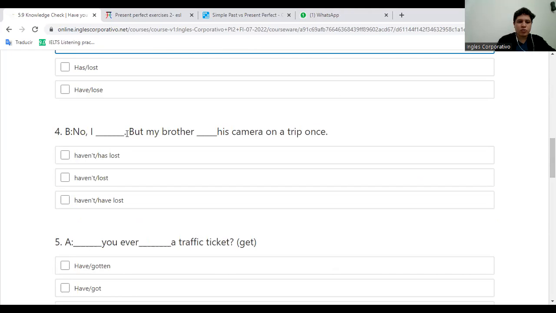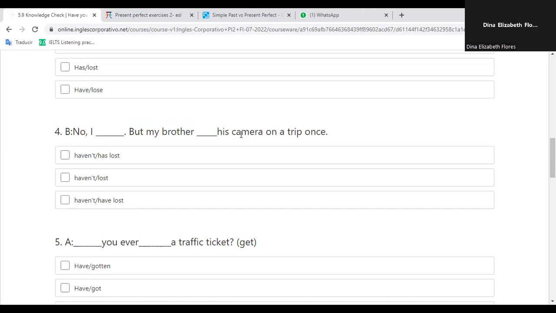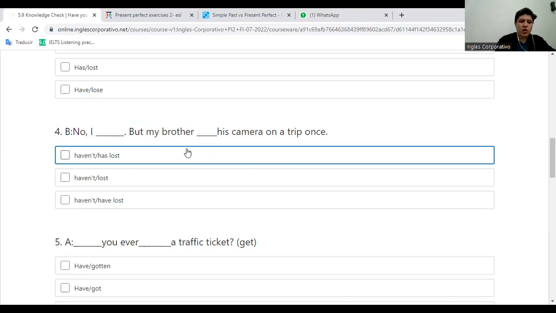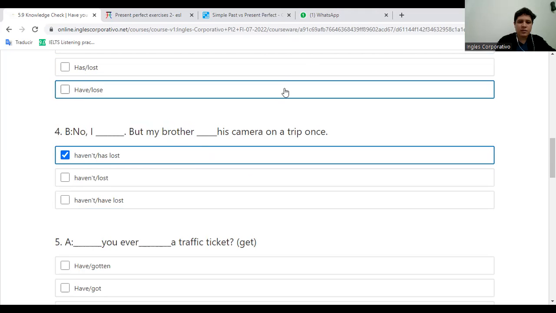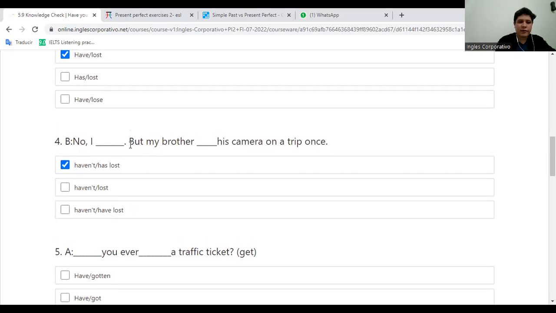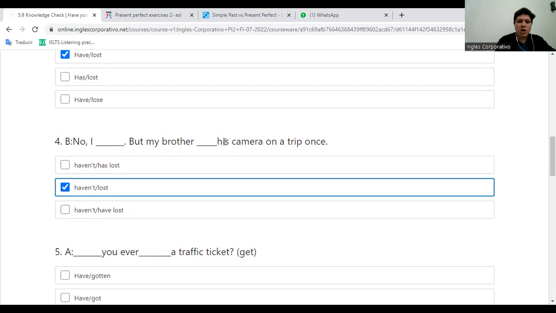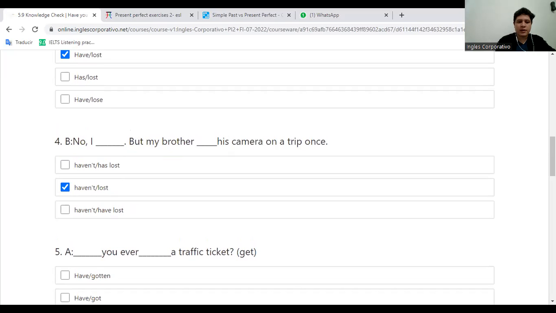No, I punto, but my brother, his camera on a trip once. No, en este caso es negative, right? Sería haven't, right? No, I haven't, but my brother has lost this one. Yes. Okay, what about dress? ¿Qué opinamos los demás? Is it okay? Recordamos aquí punto. No, I haven't. I haven't lost. Yeah. No, I haven't, but my brother lost his camera. Okay. Perdió su cámara, right? Very nice. And let's see.